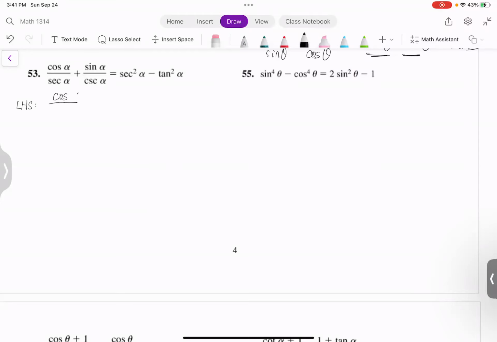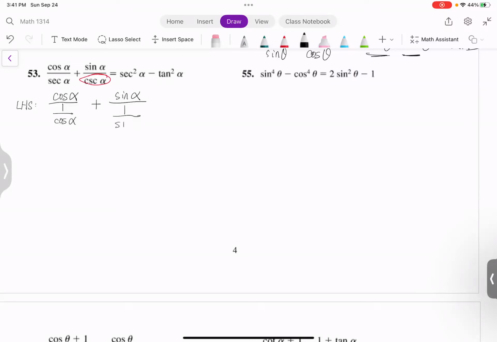On the top, we have cosine alpha, and the bottom is 1 over cosine alpha. And then plus, on the top we have sine alpha, and then 1 over cosine alpha. And we need to flip, so use the KCF. Sorry, I made a mistake. So what is the reciprocal? What is the reciprocal of cosecant?